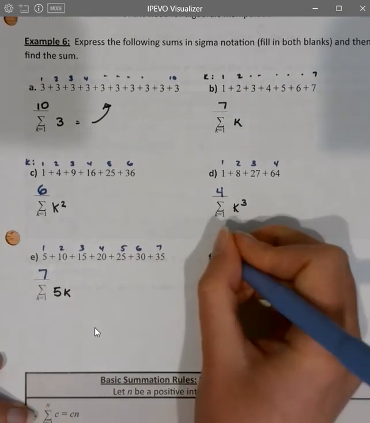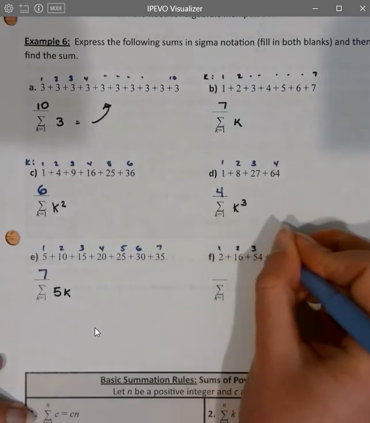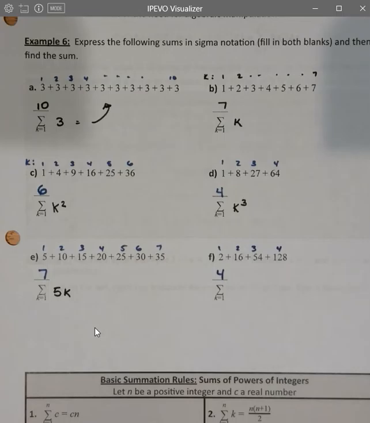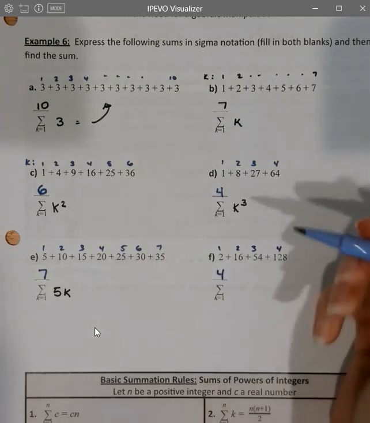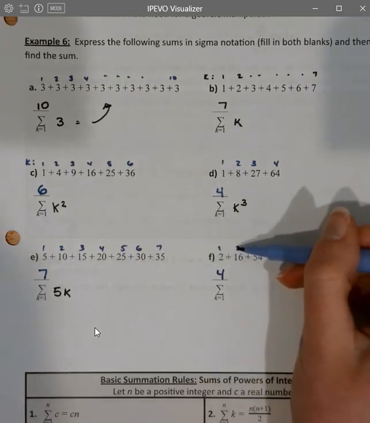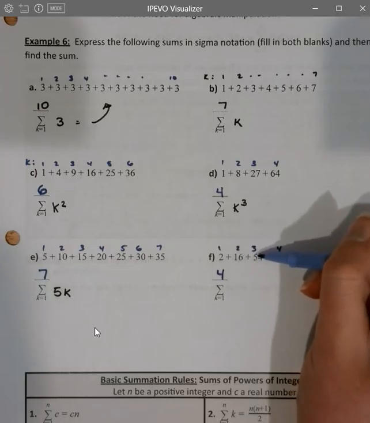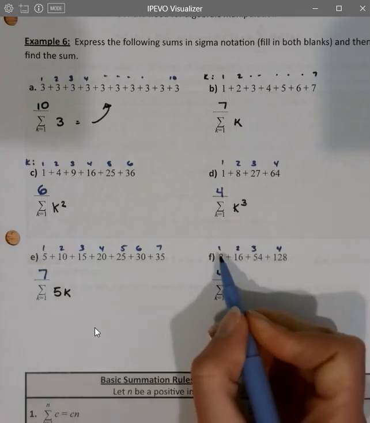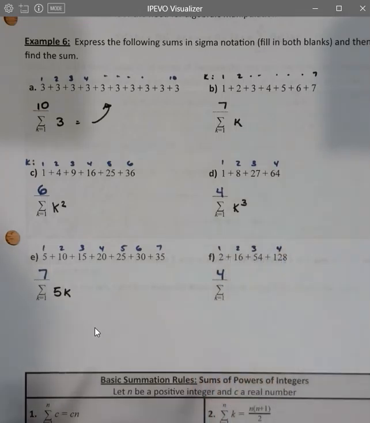Then we have 1, 2, 3, 4. So k equals 1 to 4. Okay, this one's a little trickier because I don't see a relationship directly between 1 and 2, 2 and 16, 3 and 54, 4 and 128. They are very large, but I don't think it's growing exponentially.